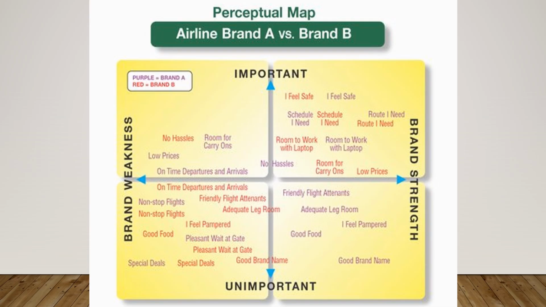And if you look at this, you'll see that many of them are very similar. For example, do the airlines have a schedule that I need? Both brands A and B are very similar. Do they have a route I need? Very similar.